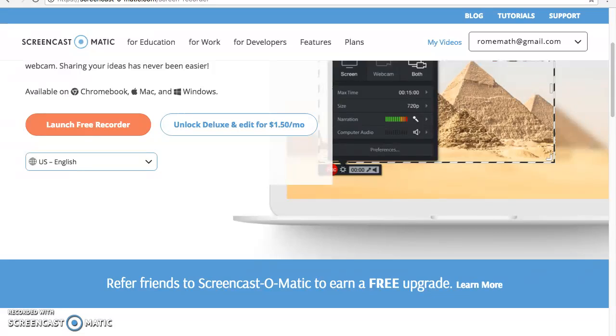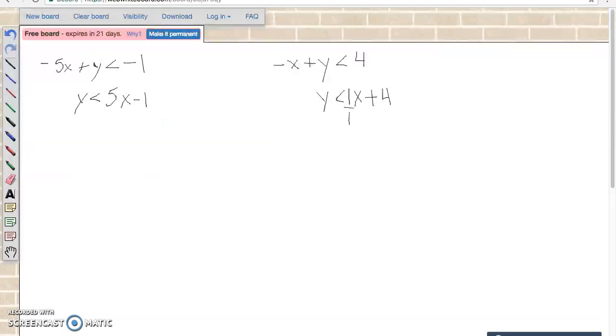I have a whiteboard here, and I'm having to use my mouse to write with, so please forgive me for that. So what I did is here I have the first inequality, and I know that I need to solve this for y so that it's easier to graph, so I just added this 5x to both sides, which gave me y is less than 5x minus 1.